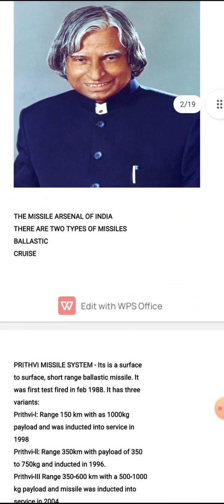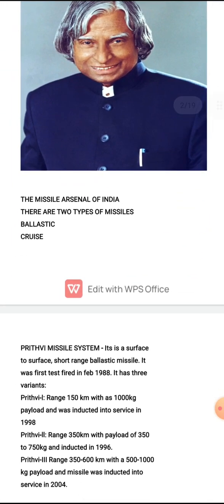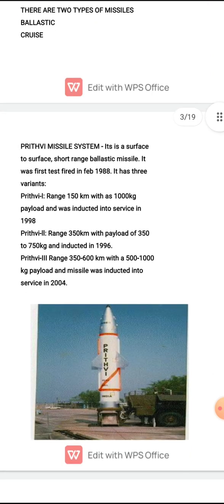Okay, so now I have told you missiles are of two types, ballistic and cruise missiles, which I have explained in detail in the previous video. So studying the first missile system, the Prithvi missiles, under which three missiles were developed. Surface to surface short range ballistic missiles, first fired in February 1988. It has three variants. So Prithvi 1, its range is 150 kilometers and it was inducted in service in 1998 and it can carry a 1000 kg payload.